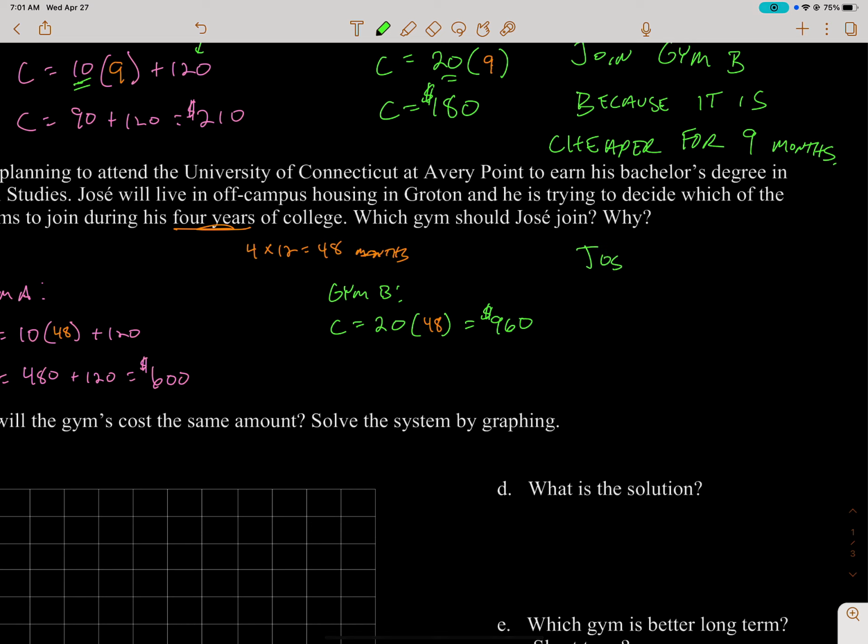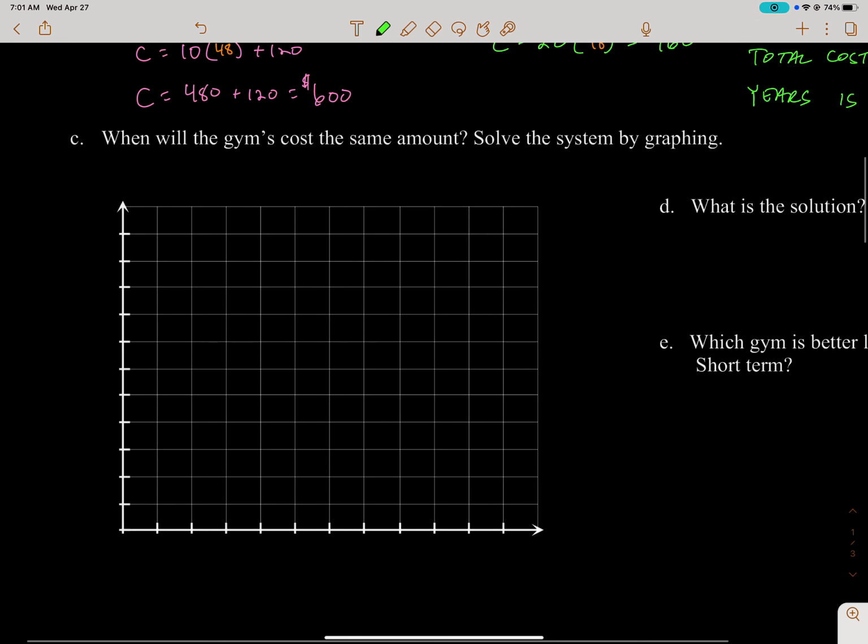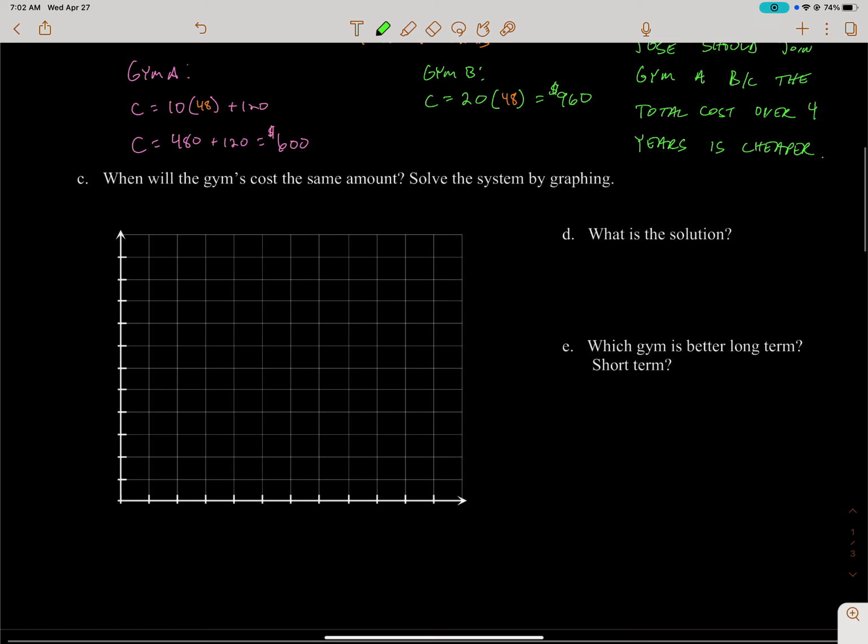So Jose should join Gym A because we'll say the total cost over 4 years is cheaper. All right, when will the gyms cost the same amount? Solve the system by graphing.